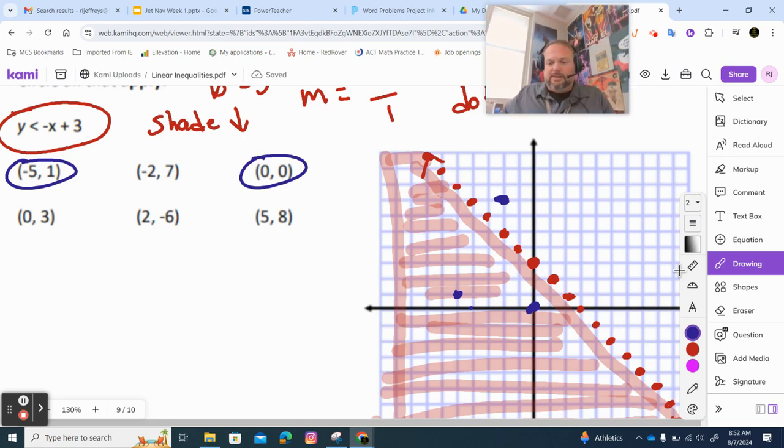0, 3. Let's see. Over 0, down 3. Oh, up 3. 1, 2. Aha! 0, 3 is right here. It's on the dotted line. Is it included? No, because it is friend zoned. It's acknowledged, but not included. So we do not circle it. Okay. 2, -6. That would be a guess because it's going to be down here. And then 5, 8. 5 is over here somewhere and 8's up here.